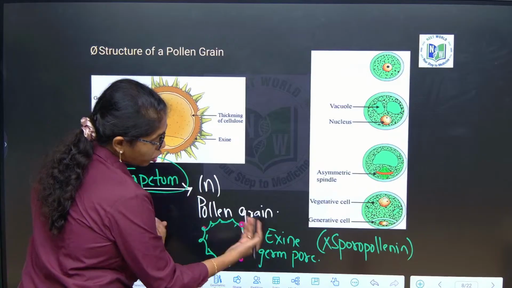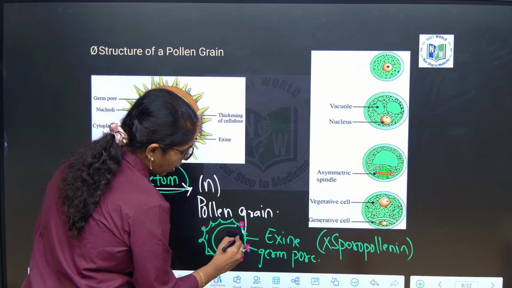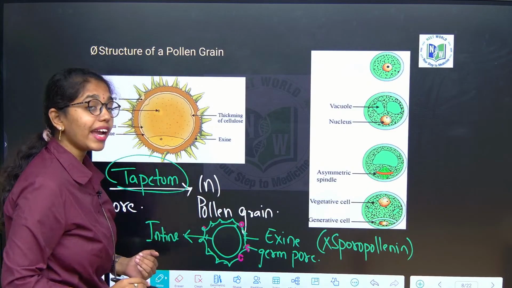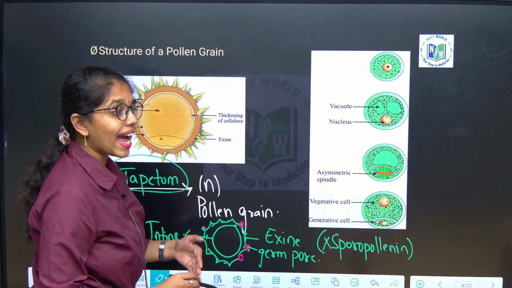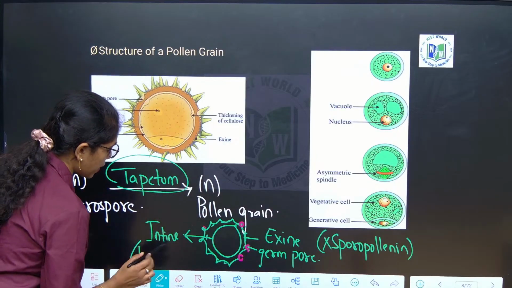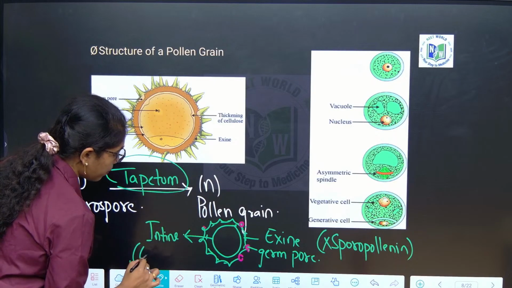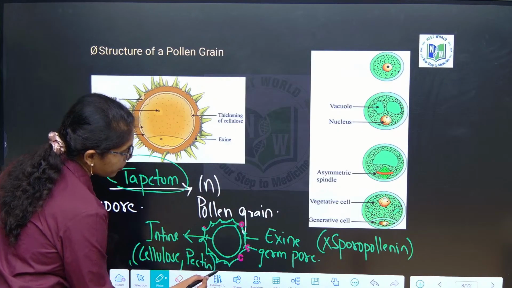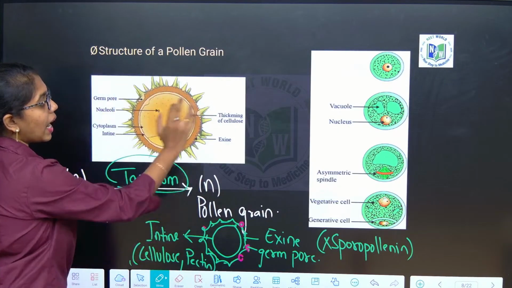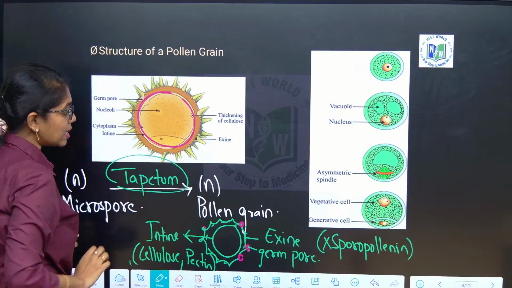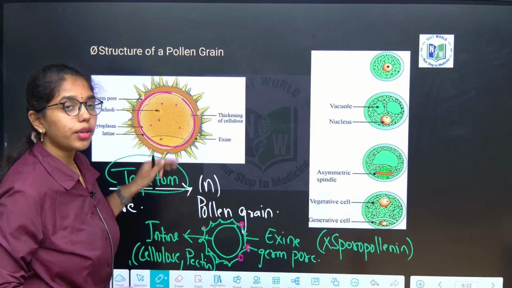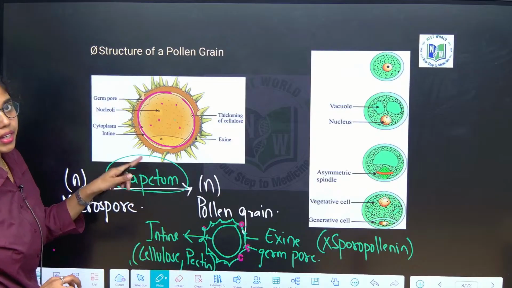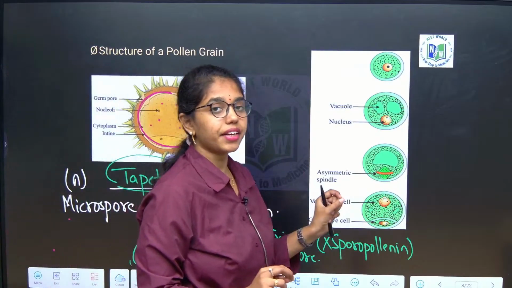Next to the exine, you have the intine wall. The intine wall is made up of cellulose and pectin. Remember the compositions, that is very important: cellulose and pectin. Here you can clearly see the outer wall, that is exine, and the inner wall, that is intine, and all the cellular constituents present inside the pollen grain are given by the secretory tapetum. They are built up by the secretory tapetum.